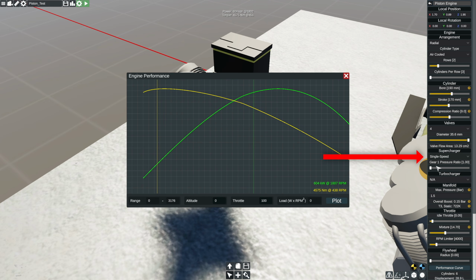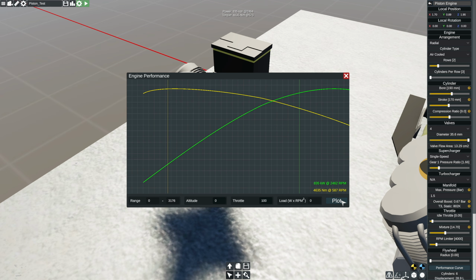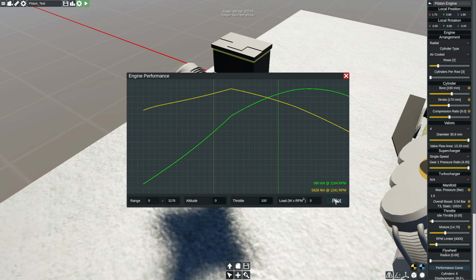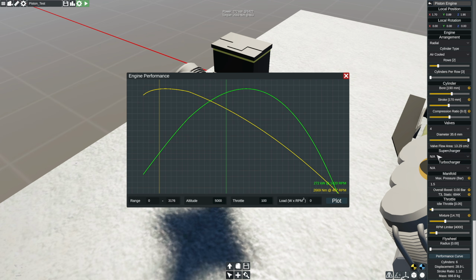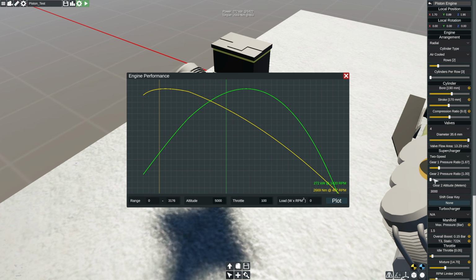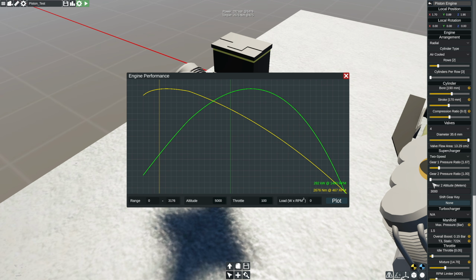The supercharger is a form of air induction that uses some of the engine's power to compress intake air before it reaches the cylinder, generating more power. A higher supercharger pressure ratio will increase the amount of power generated by the supercharger. A second gear can be added to the supercharger, and it can be set to activate at a set altitude to give better performance at higher altitudes. Due to a bug at the time of recording, the power curve plot did not show the effects of the second gear.